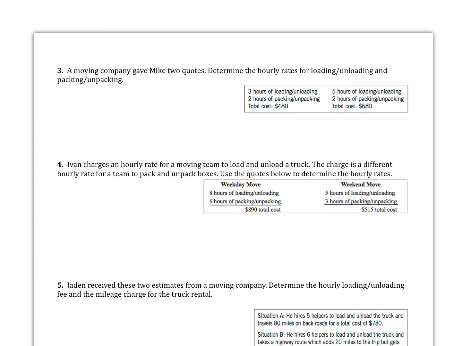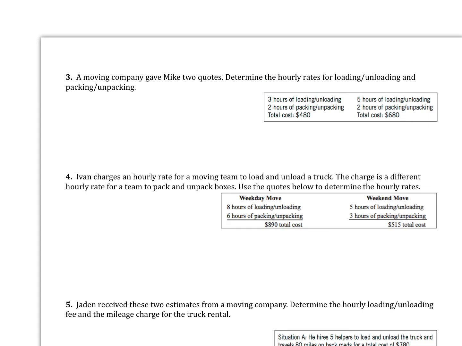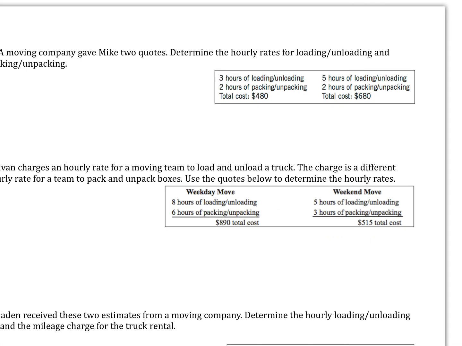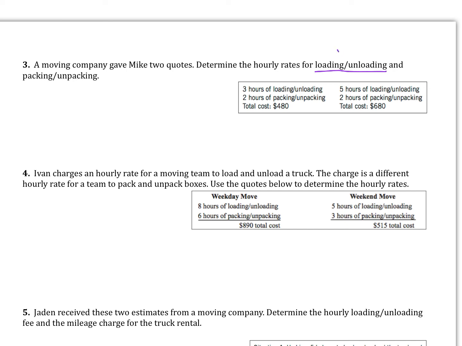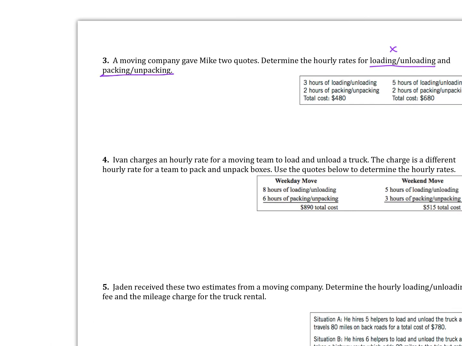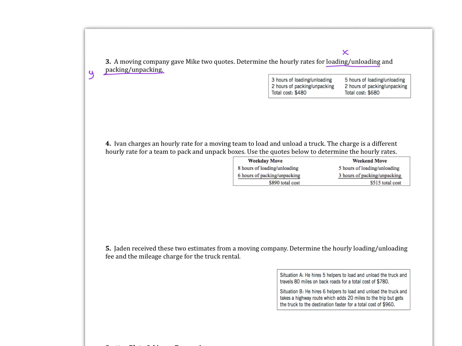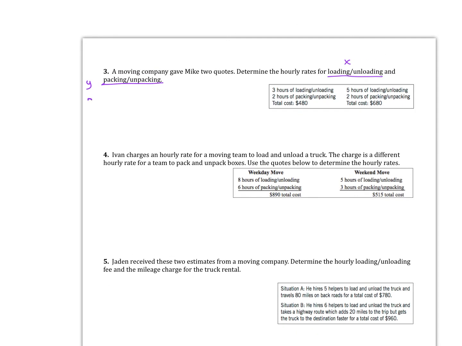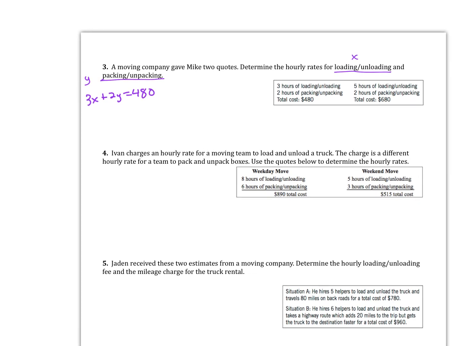So we're setting up a system of equations that we've got to solve. So think about what that's saying. Let's decide what's what here, right? We need to call this x and y. So let's call the loading and unloading our x and our packing and unpacking y, just so that we can keep that straight. So this is saying that we have 3x plus 2y equals 480. And loading and unloading, they didn't switch the order. Just be careful with that. So 5x plus 2y equals 680.